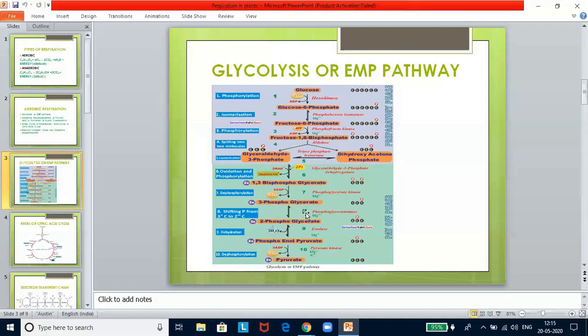This type of ATP synthesis is called direct phosphorylation or substrate level phosphorylation. In photosynthesis, you see photophosphorylation. In respiration, it is substrate level phosphorylation or direct phosphorylation. A molecule of 3-phosphoglyceric acid is then converted to 2-phosphoglyceric acid by phosphoglyceric mutase. In this reaction, the phosphate group is shifted from the third carbon atom to the second carbon atom.